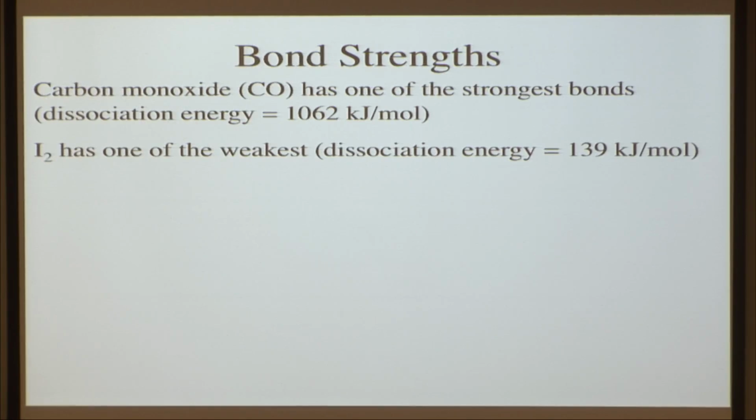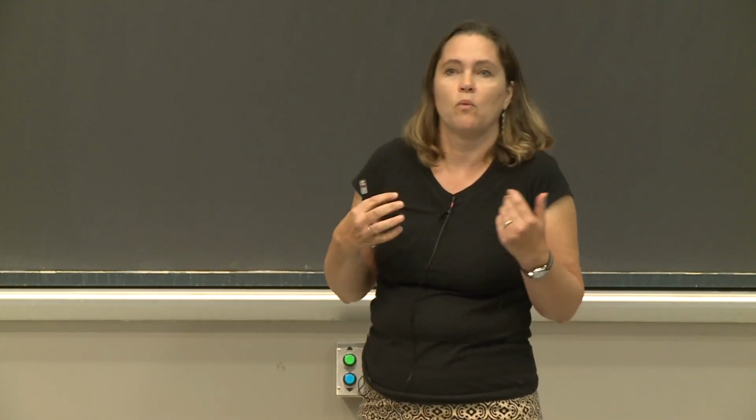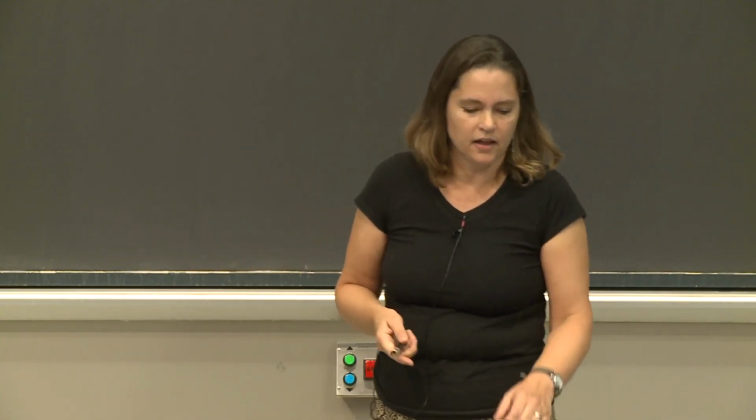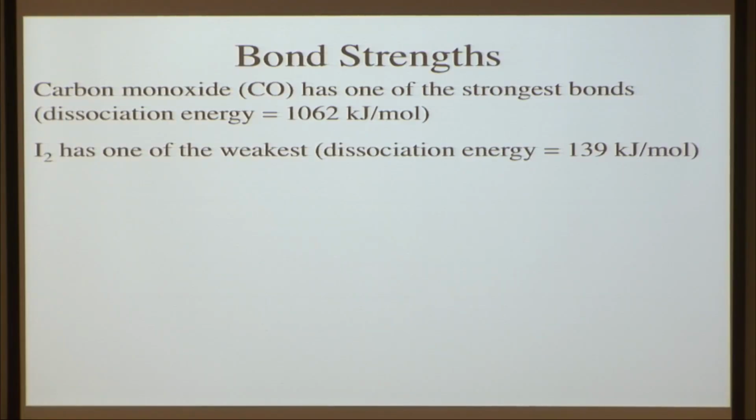All right, so in terms of bond strengths, carbon monoxide has one of the strongest bonds, so it has a very large dissociation energy, and iodine, I2, has one of the weaker ones. And later in the semester, we're going to be doing a demo that shows why that's kind of cool, that weak bond leads to some cool demos. Okay, so those are covalent bonds.